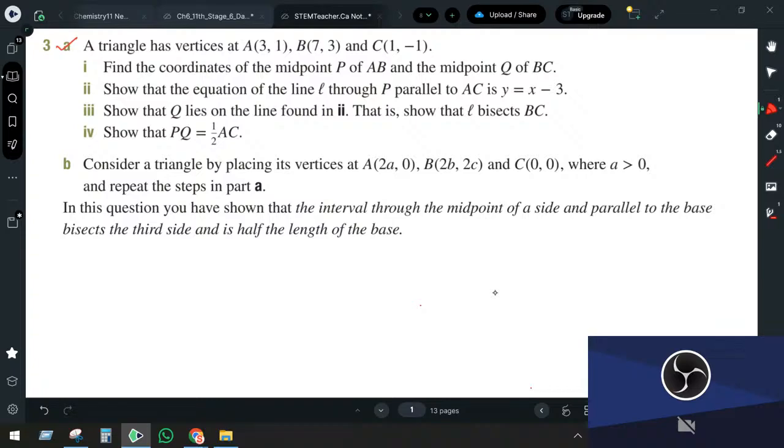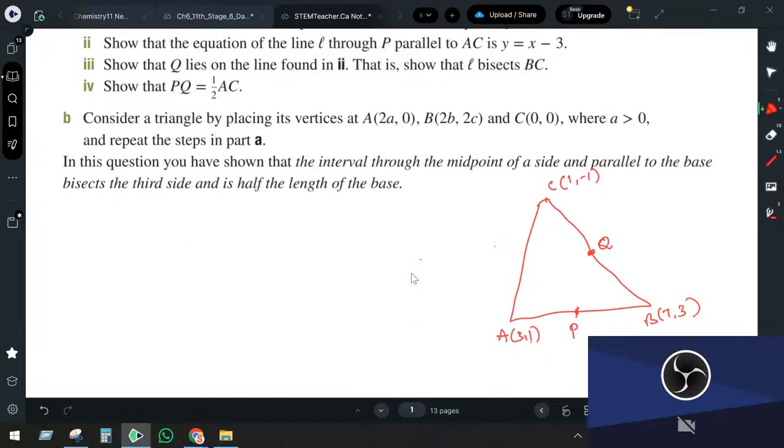See, these are not accurate coordinates. They are just rough work only. So I'm taking A as (3, 1), B as (7, 3), C as (1, -1). Find the coordinates of the midpoints. The midpoint of AB is P. The midpoint of BC is Q. So what are the midpoints?